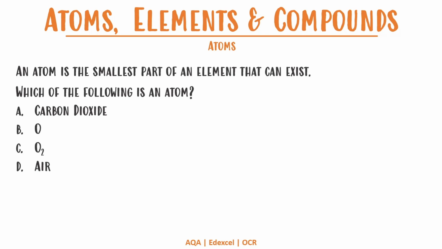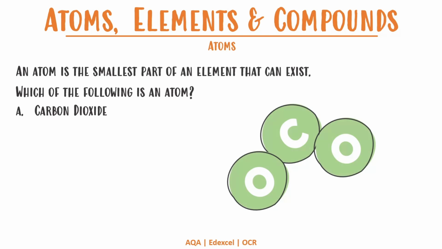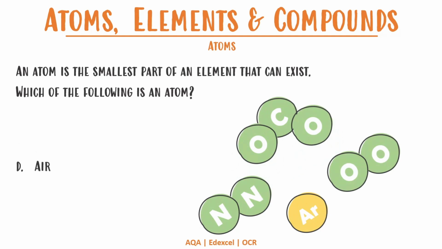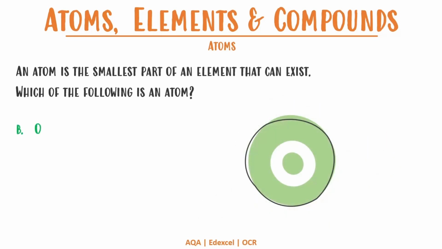Okay, let's see how we've done. The answer to this question was B, oxygen, or O. Let's have a look at why. Starting off with carbon dioxide, we've got carbon and two oxygens here. So it can't be an atom because there are multiple of them. Whereas O2, whilst is oxygen, there are two of the atoms bonded together. And remember, it's a single atom. And lastly, air, well, this is a mixture of various compounds, and we can see those on the screen. And the correct answer, O for oxygen, is an oxygen atom, a singular particle.